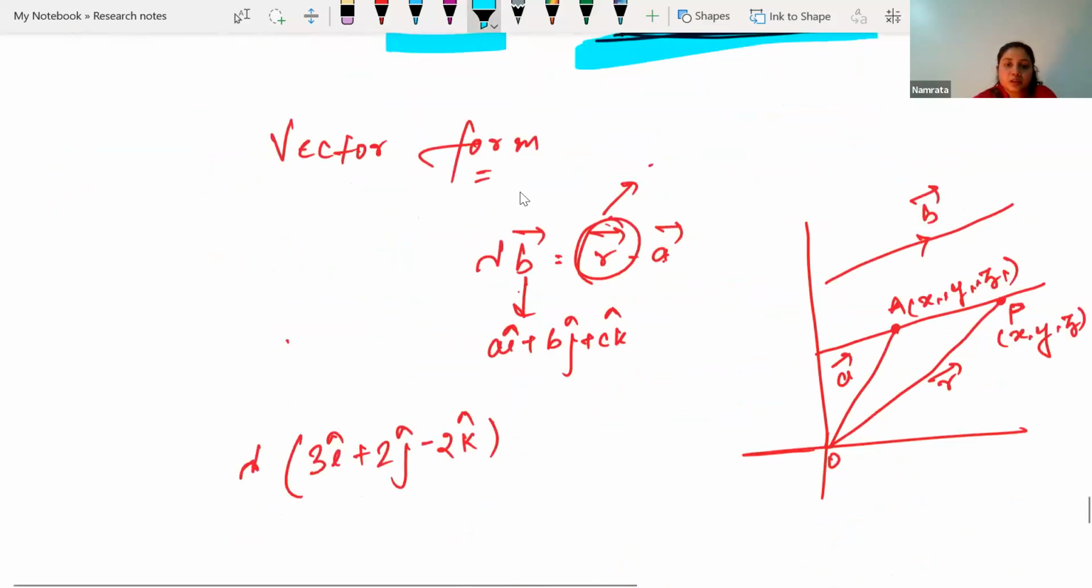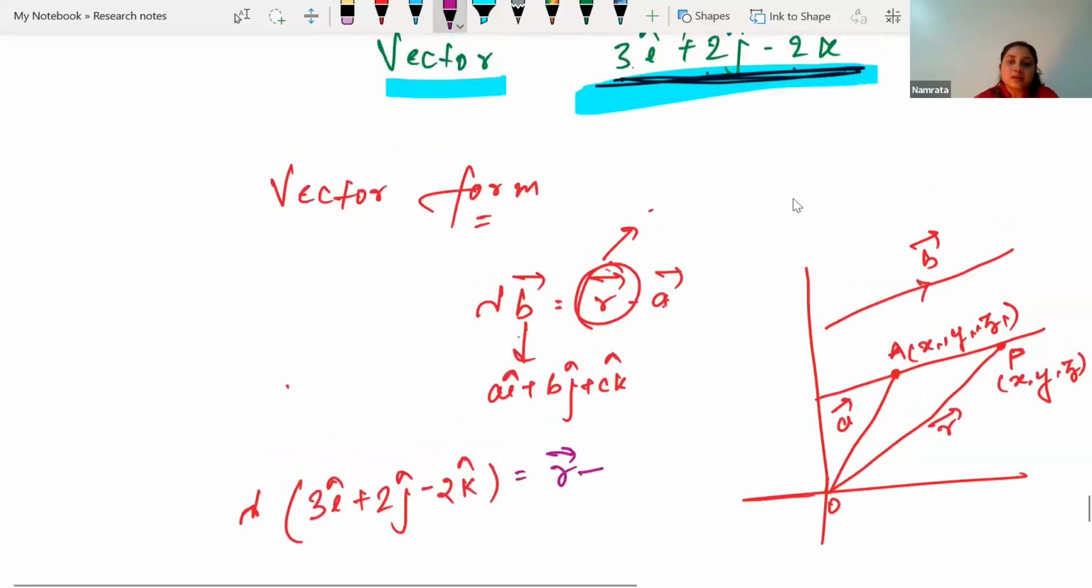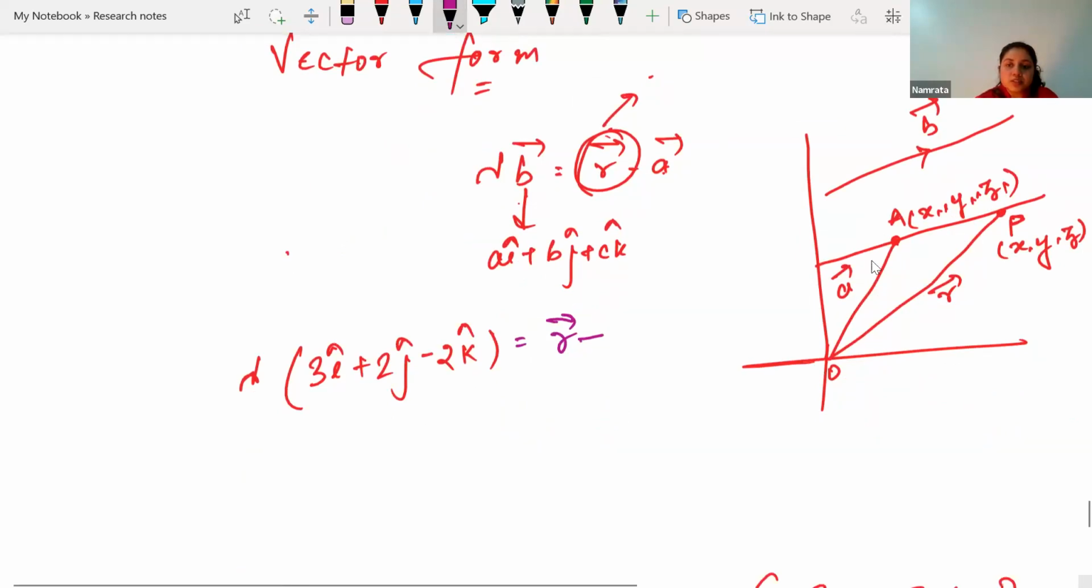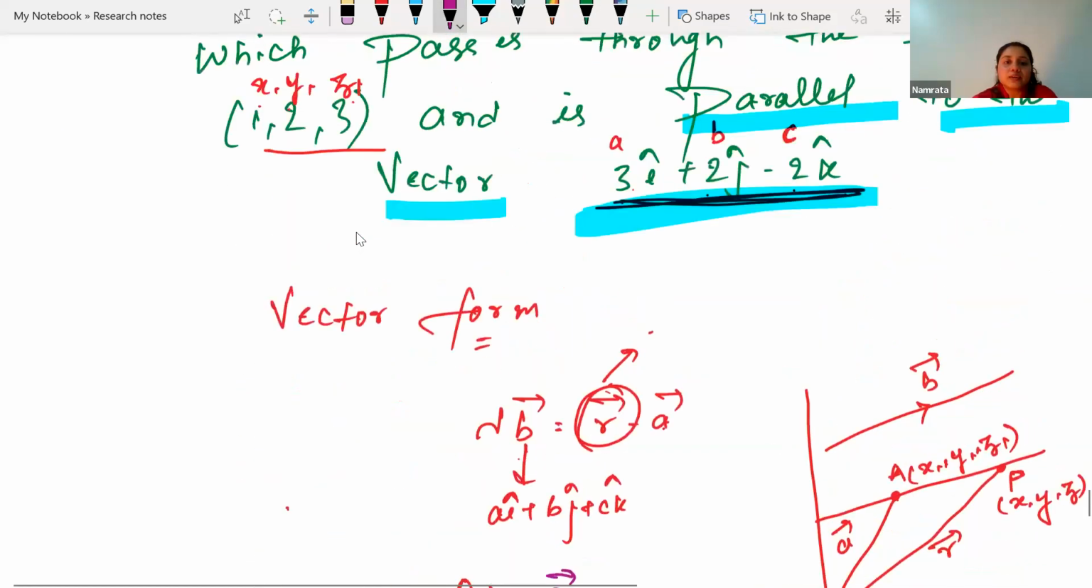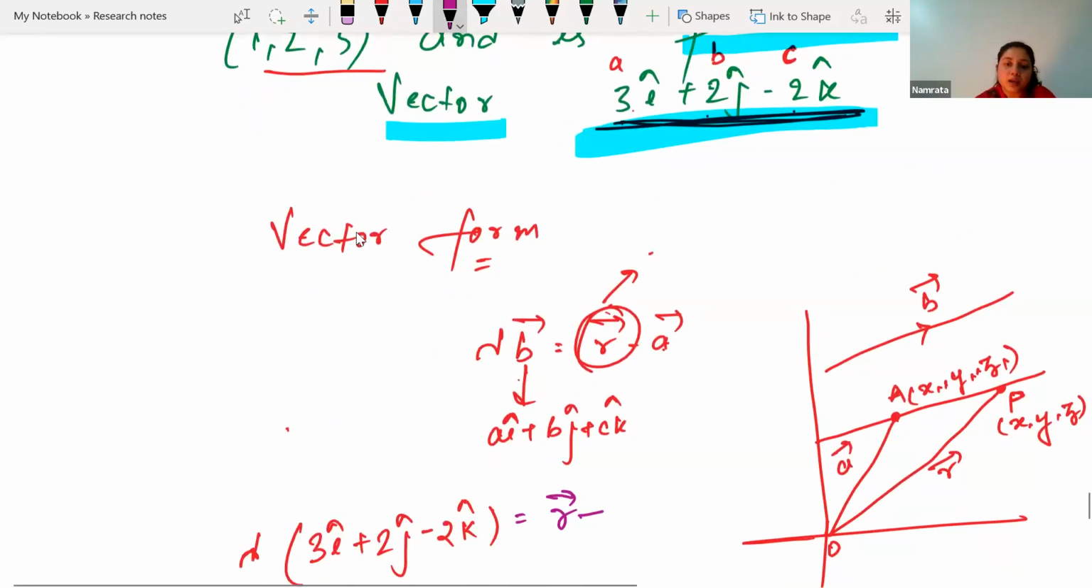Now lambda b is equal to r minus a. As I said, our equation of a line will be in terms of r minus a. What is a? A means the position vector of a point A, that is x1 y1 z1 was the coordinate, and here the coordinate is 1 comma 2 comma 3. So a will be i plus 2j plus 3k.